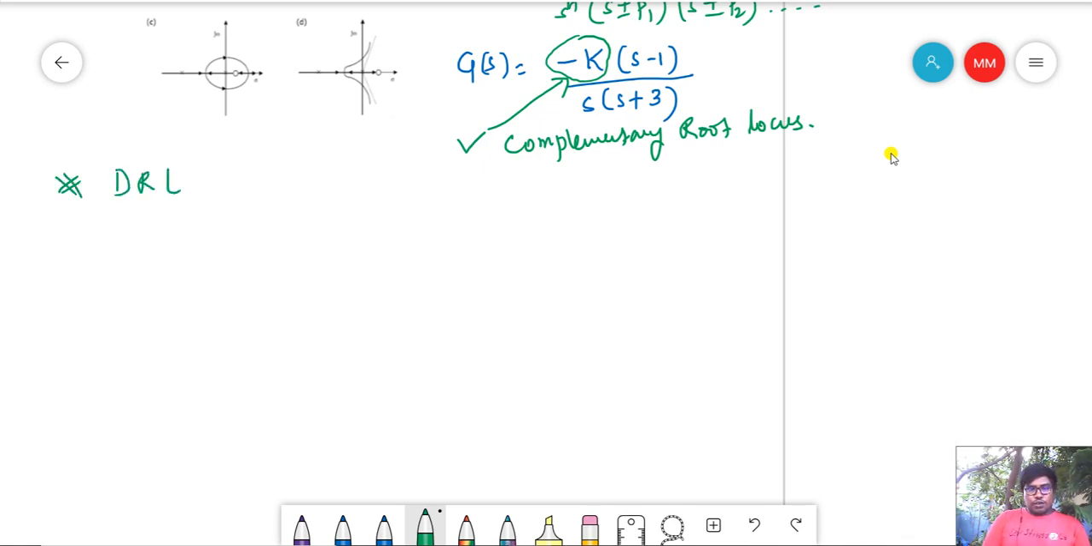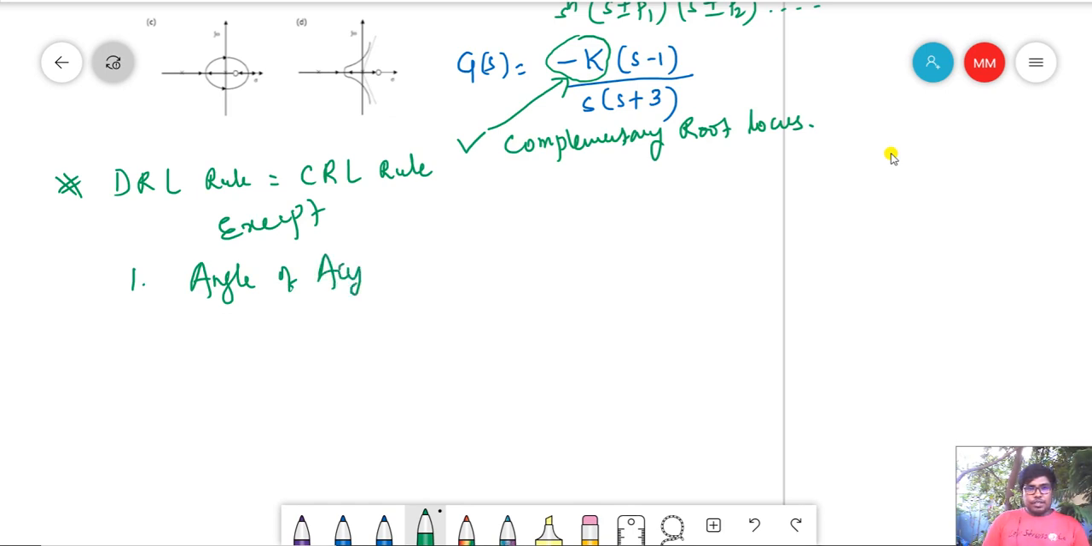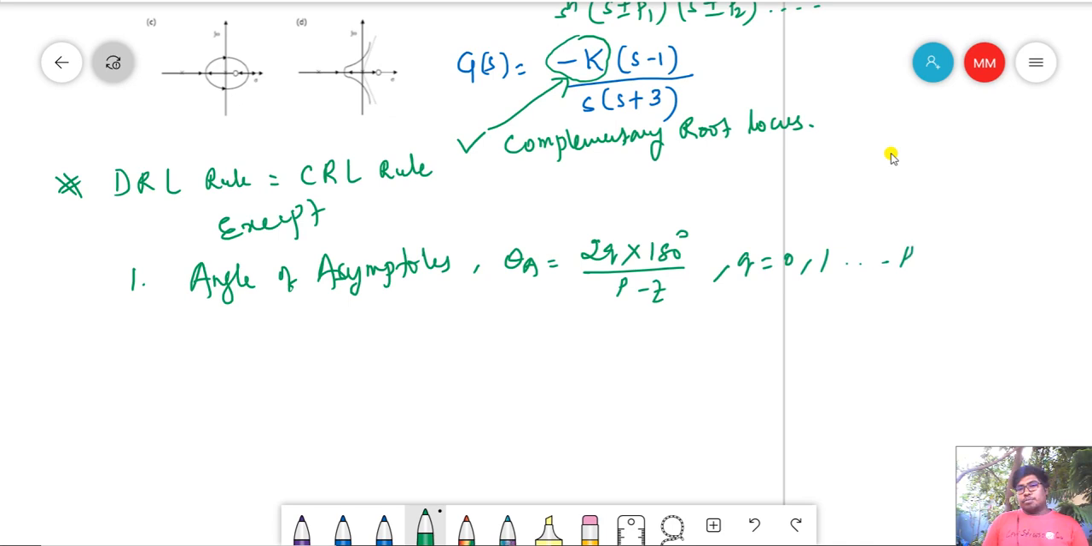The direct root locus rules and the complementary root locus rules are almost equal, except for the first one, the angle of asymptotes, theta a, which is equal to 2q into 180 degrees divided by p minus z, where q is equal to 0, 1 and so on up to p minus z.